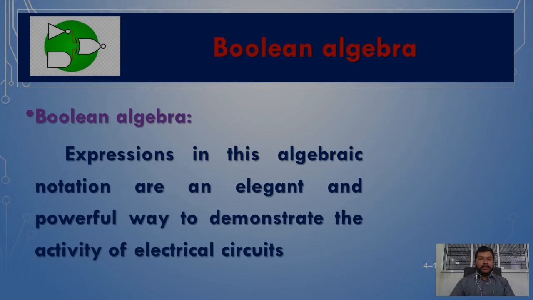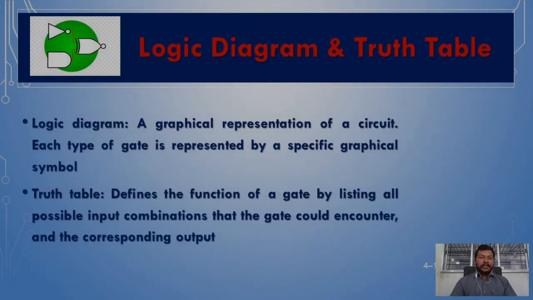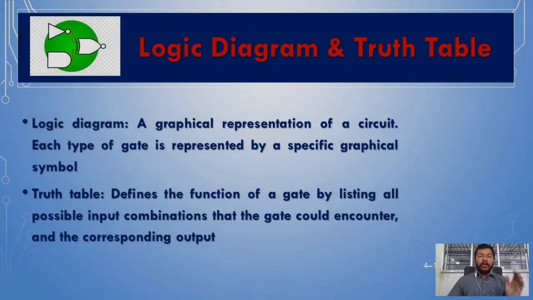Boolean algebra, as we have already seen, expressed in algebraic notation, is an elegant and powerful way to demonstrate the activity of electrical circuits. Then the logic diagram is a graphical representation of a circuit. Each type of gate is represented by a specific graphical symbol. Now we are going to learn the symbols and the circuits. And the truth table lastly defines the function of a gate by listing all possible input combinations that the gate could encounter and the corresponding output. So these are the three basic things.